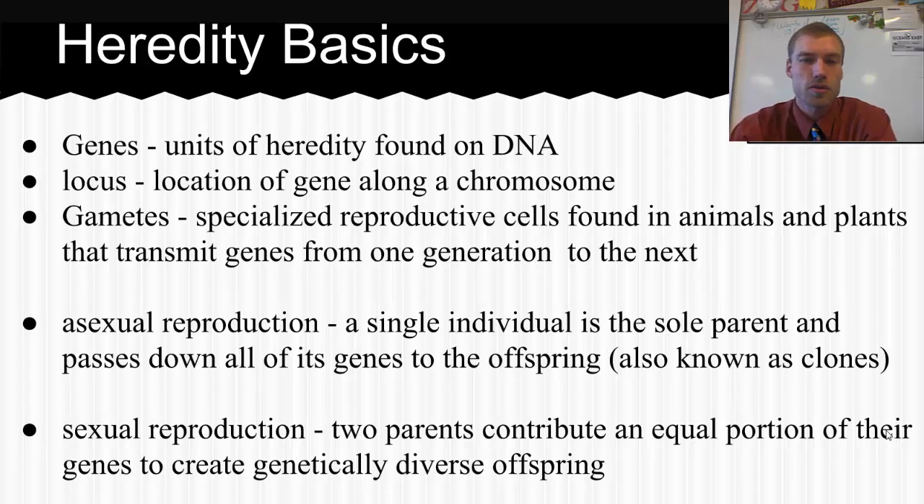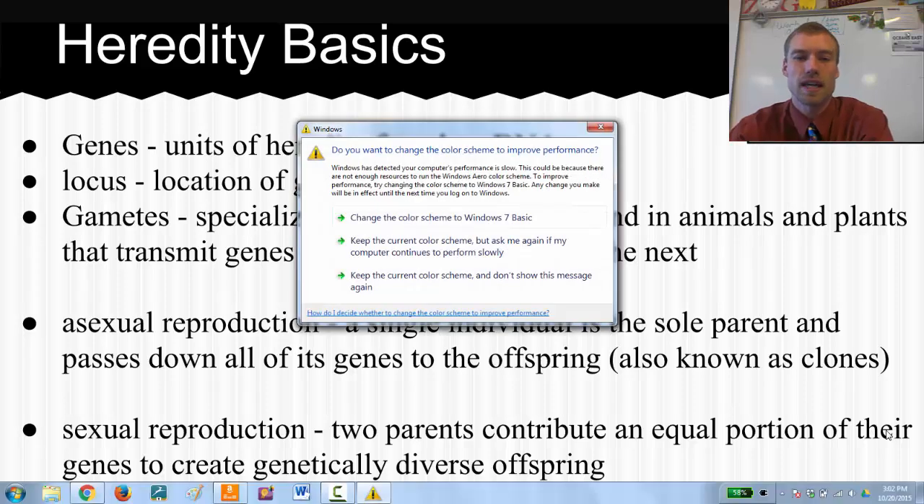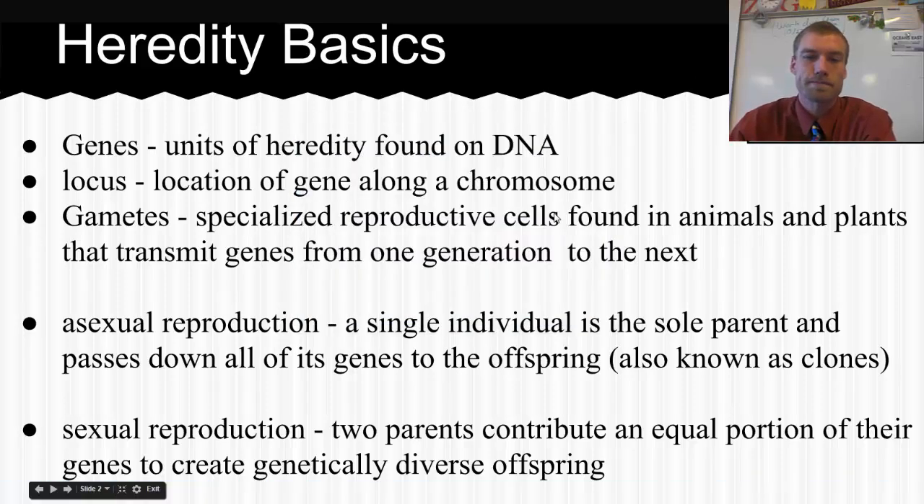When we talk about asexual reproduction, that's usually going to be some form of mitosis, whereas sexual reproduction is going to utilize the process of meiosis. Now, sexual reproduction and meiosis are different things. Meiosis is used to help facilitate sexual reproduction.